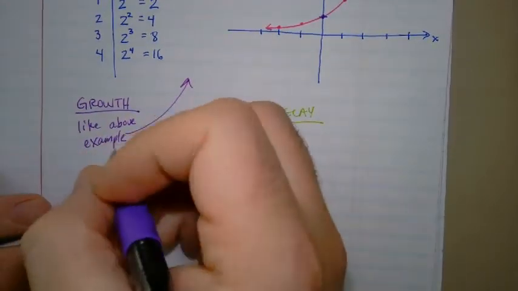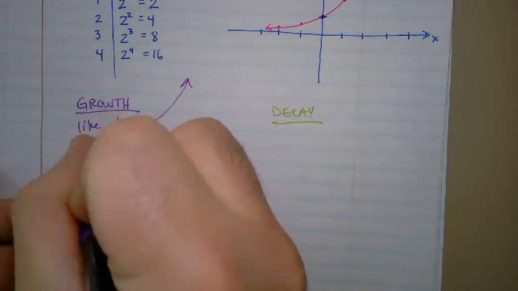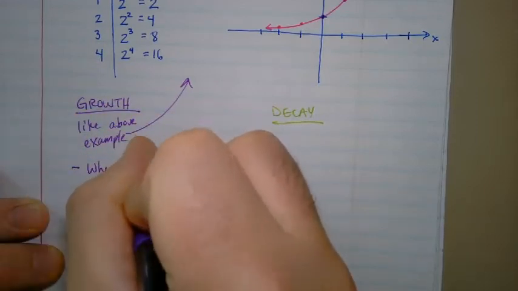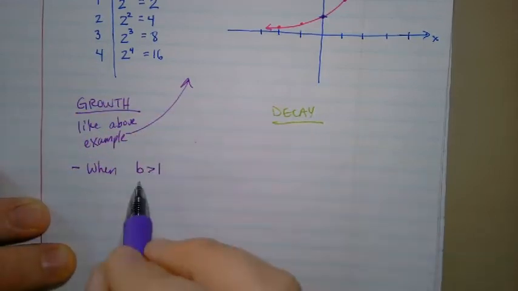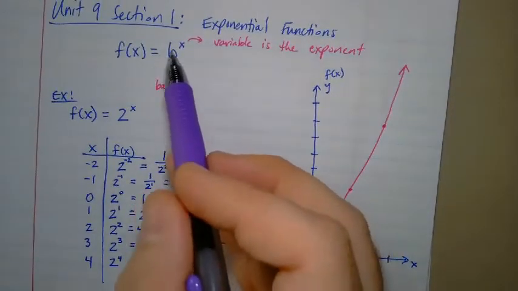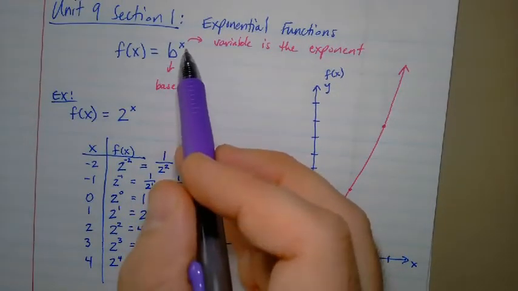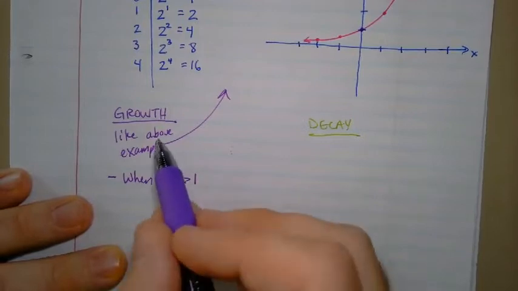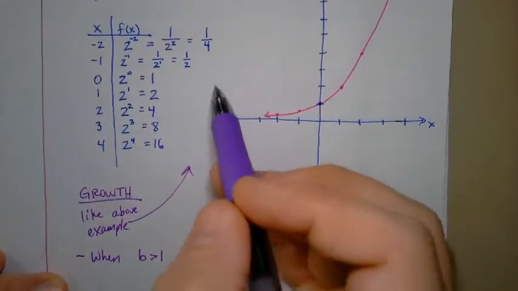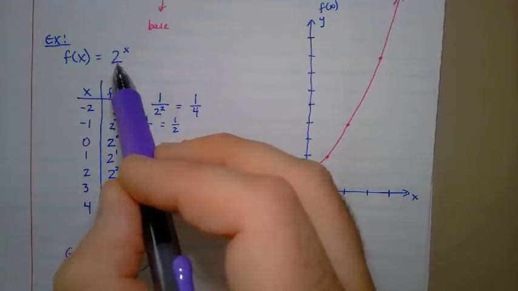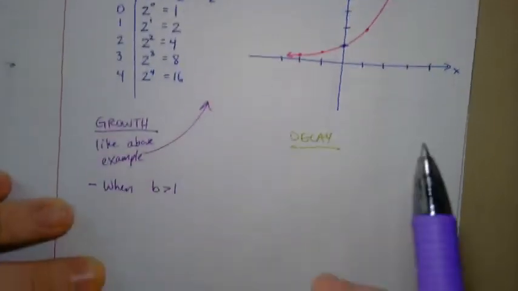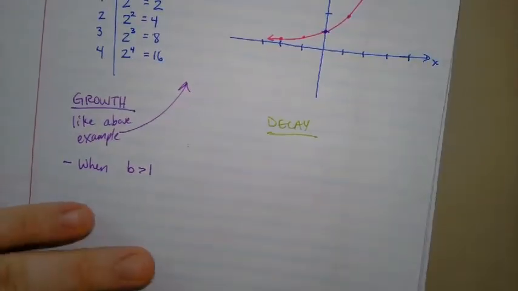And how you know you're dealing with growth is it happens when your b value is greater than 1. And the b, again, goes back to up here. When this number that's being raised to the power is bigger than 1, that's going to be growth. Okay, so like here, 2 is bigger than 1, it's being raised to the x, so this is going to be growth. When does decay happen?